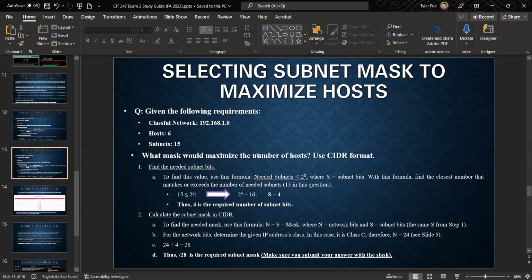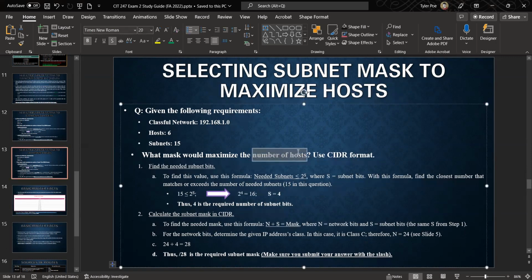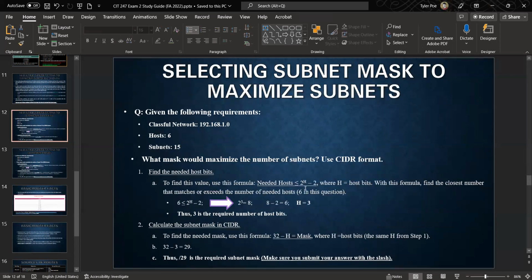So there are other questions that can ask you to maximize hosts. So we need to find the mask that provides the number of bits necessary to support the needed number of hosts or subnets, which is 15. So again, it's a power of 2, but we don't subtract from 2. The reason we subtract from 2 in the previous question is because in a subnet, the subnet ID and broadcast address cannot be allocated to a host. Therefore, we have to subtract those from our calculation.